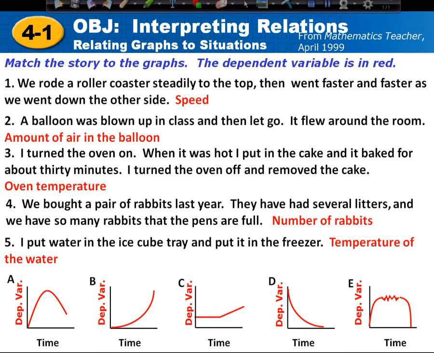Number 3 says I turned the oven on. When it was hot, I put in the cake and it baked for about 30 minutes. I turned the oven off and removed the cake. Your dependent variable here is the oven temperature. Take a minute, see whether you think it's A, B, C, D, or E.